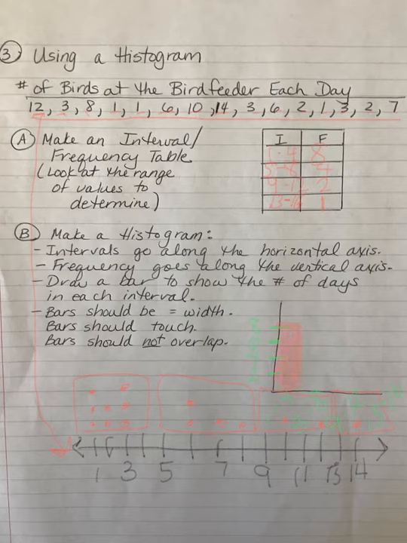Then I'm going to change the color. For 5 through 8, I'm going to go up, there are 4 times. And so my bars touch each other, but they don't overlap. For 9 through 12, I have 2. Create a bar. And for 13 through 16, I have 1. Okay? And so that's a histogram. And so that shows me the frequency of my data.